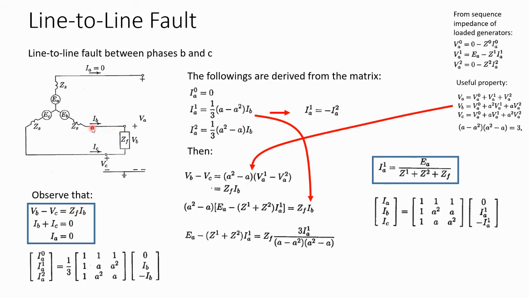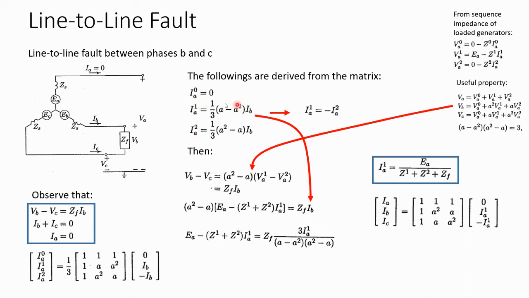And then we also observe that IB plus IC is equal to 0. And because this has become open circuit, we say that IA is equal to 0. Our symmetrical components analysis also says that the symmetrical current is related to the phase current as such. And because IA is 0, we write 0. IB is IB and IC is equal to negative IB from this relationship. And from this, we derive these three expressions.